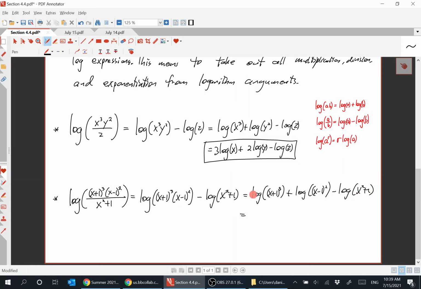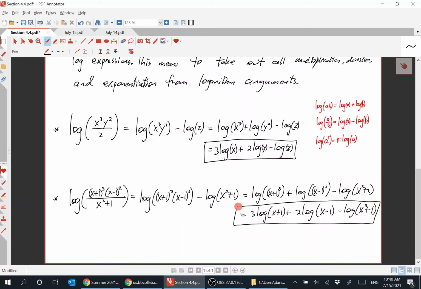This, I have the 3 up here, so that comes down in front. Here I have an exponent of 2, so that comes down in front. So there's the final answer. It's just like this problem.